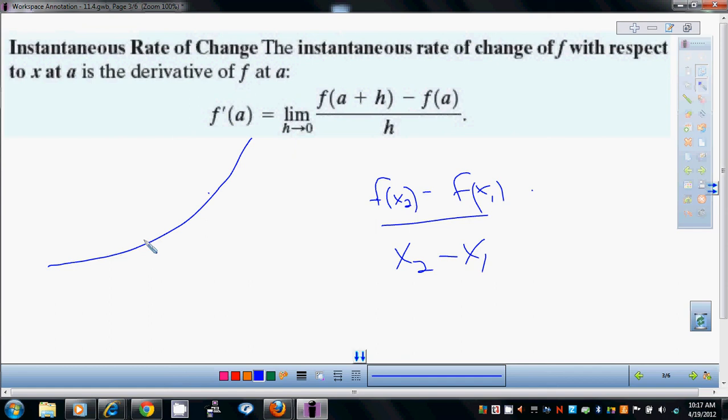That implies that you can have slope for 1 point, which is impossible. So what we're going to do is take 2 points and use that to estimate the approximate slope in between them. So let's look at a quick example.